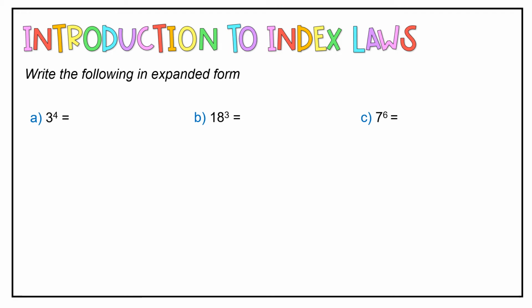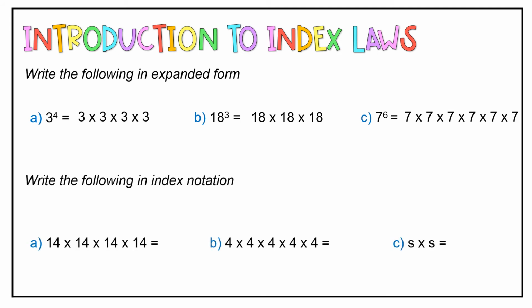Let's have a look at a. 3 to the power of 4. The 4 is telling us that we're going to multiply 3 by itself 4 times. So 3 to the power of 4 is equal to 3 times 3 times 3 times 3. Let's have a look at b. 18 to the power of 3, that 3 is telling us we're multiplying 18 by itself 3 times. So 18 to the power of 3 is 18 times 18 times 18. And finally, let's have a look at c. 7 to the power of 6, we're multiplying 7 by itself 6 times. 7 times 7 times 7 times 7 times 7 times 7. So this was us going from index notation to expanded form.